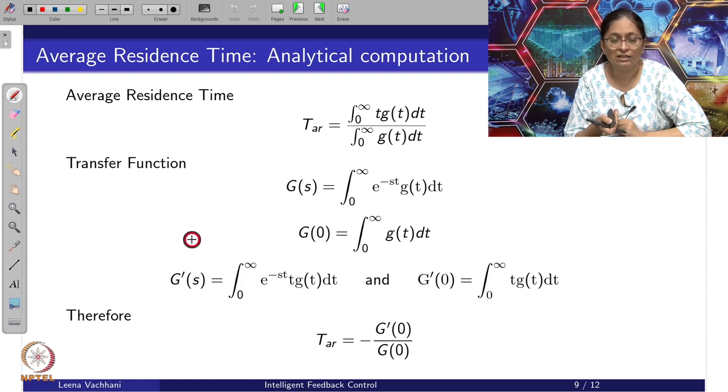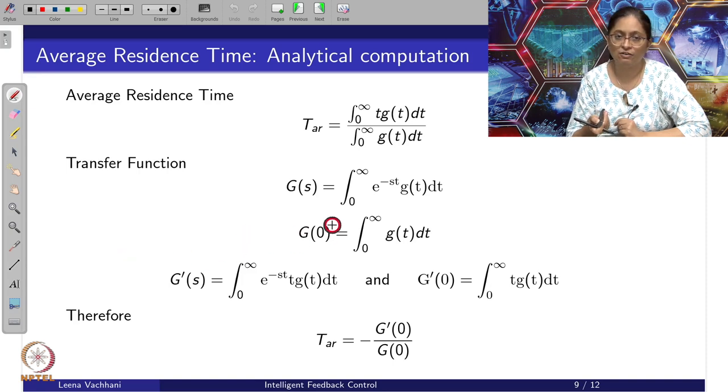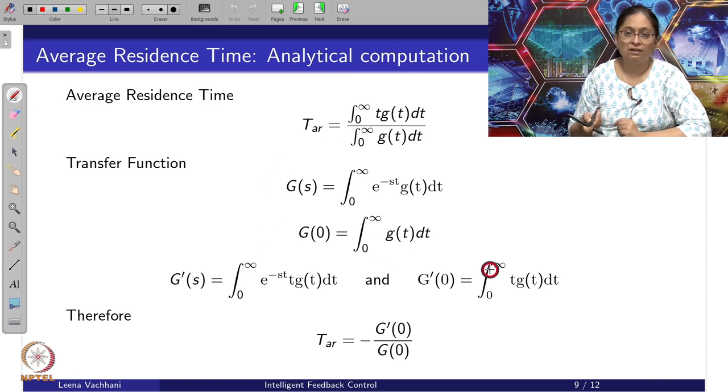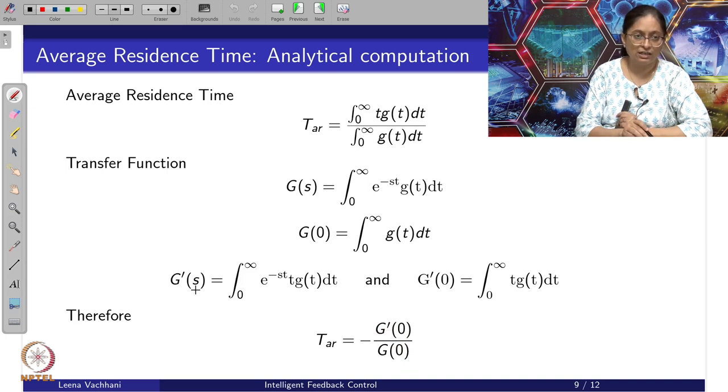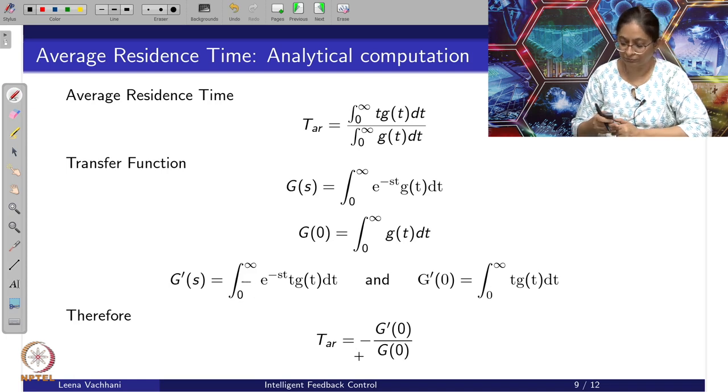Similarly, when we take the derivative of the transfer function with respect to s, what we have is the integral of e power minus st times dg(t)/dt, and its value at s equal to 0, we get this value. So identifying the average residence time now becomes pretty easy, because the average residence time is given by minus g prime of 0 by g of 0. By the way, when we were taking this derivative with respect to s, we forgot about the minus sign over here, and this minus sign is now appearing over here.